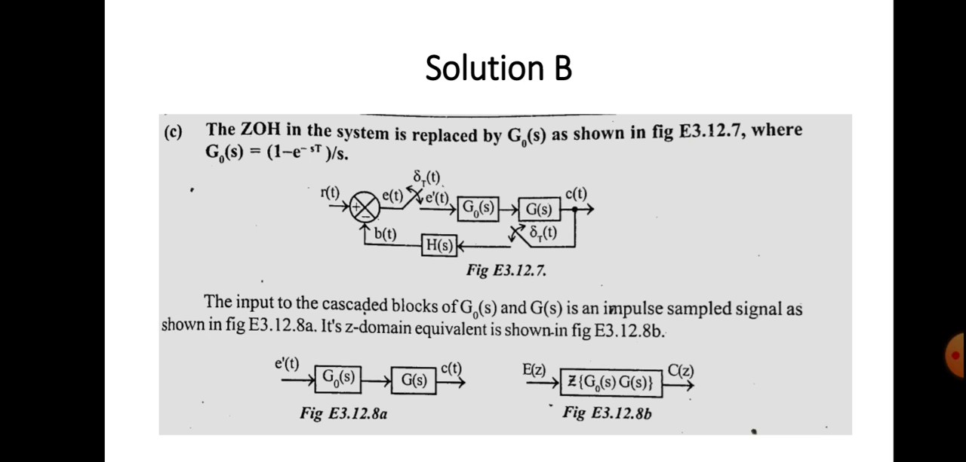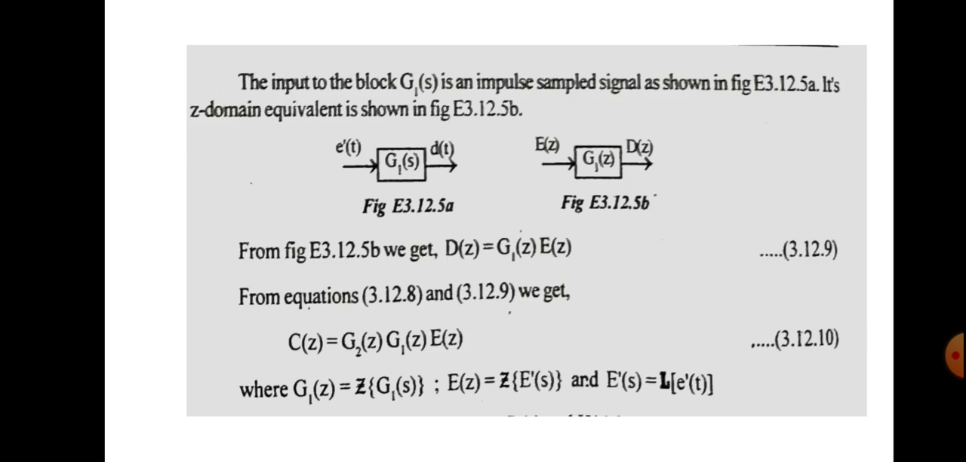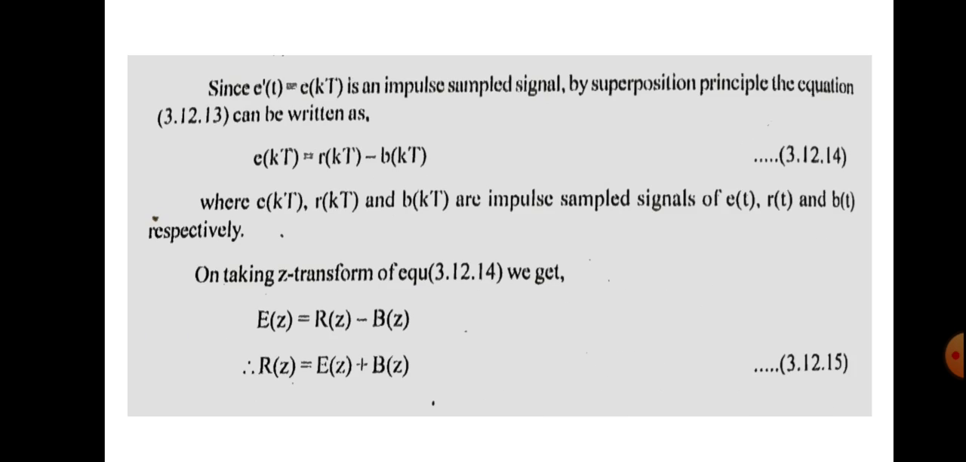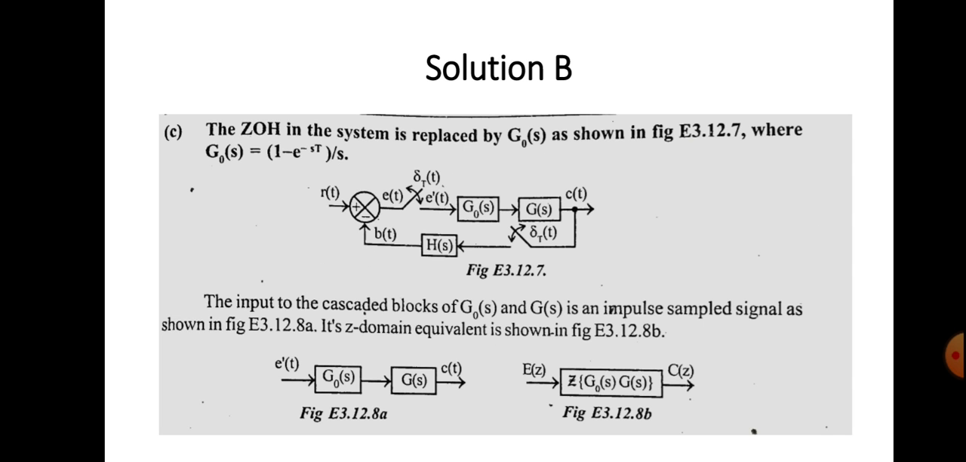So next you can do the second problem. Here there is a zero order hold, and you can represent it. What is the second question? Second question is this one, and here is a zero order hold block, so you can replace it with G0 of s, and the value of G0 of s is equal to 1 minus e raised to minus st divided by s. So the zero order hold in the system is replaced by G0 of s as shown in the figure, where G0 of s is equal to 1 minus e raised to minus st by s. So this is the block diagram.